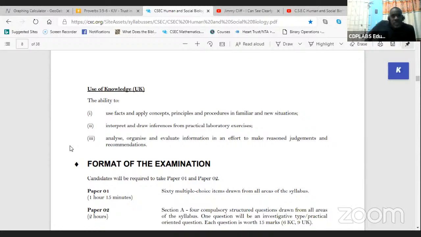Am I making sense? So you use facts and apply concepts, principles and procedures in familiar and new situations. Interpret and draw inferences from practical laboratory exercises. So I might give you a little lab to do. You can grow a seed, which is normally red peas, germination. I'm going to give you a couple of days to do that. When we get to that one, we'll start to utilize it in the class. You can develop your own diagrams and graphs, and interpret your own graphs and take it from there.